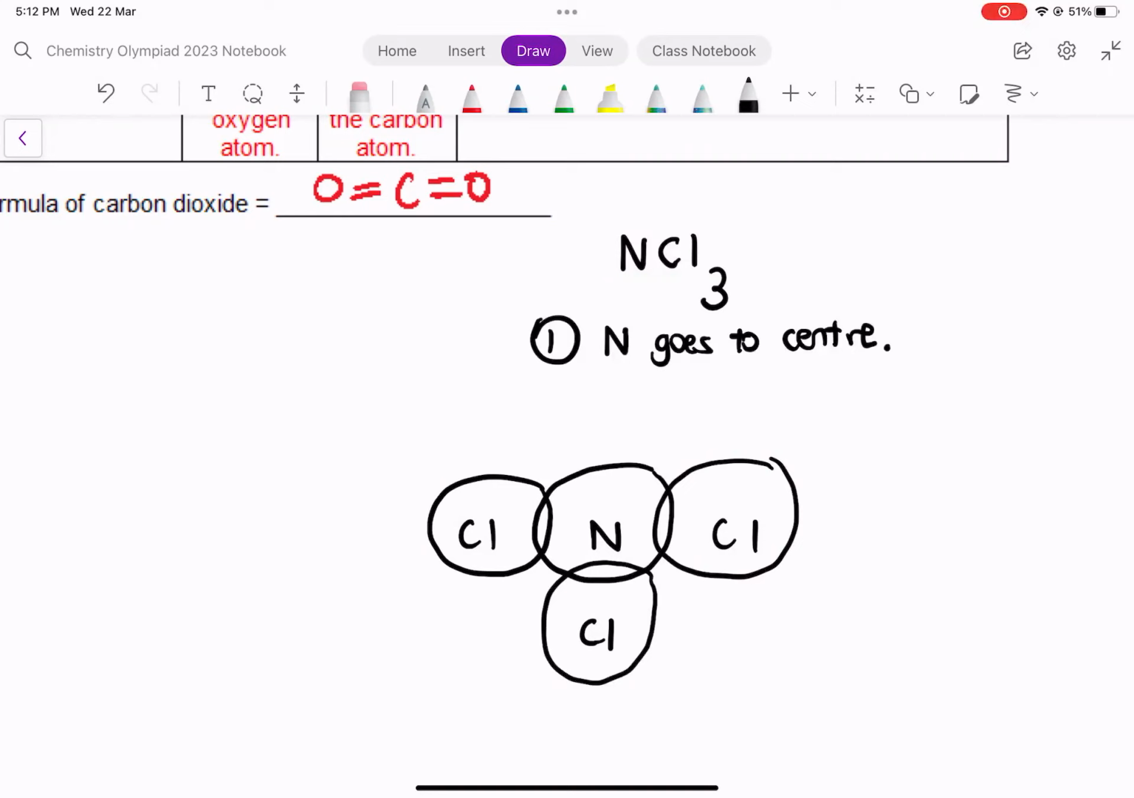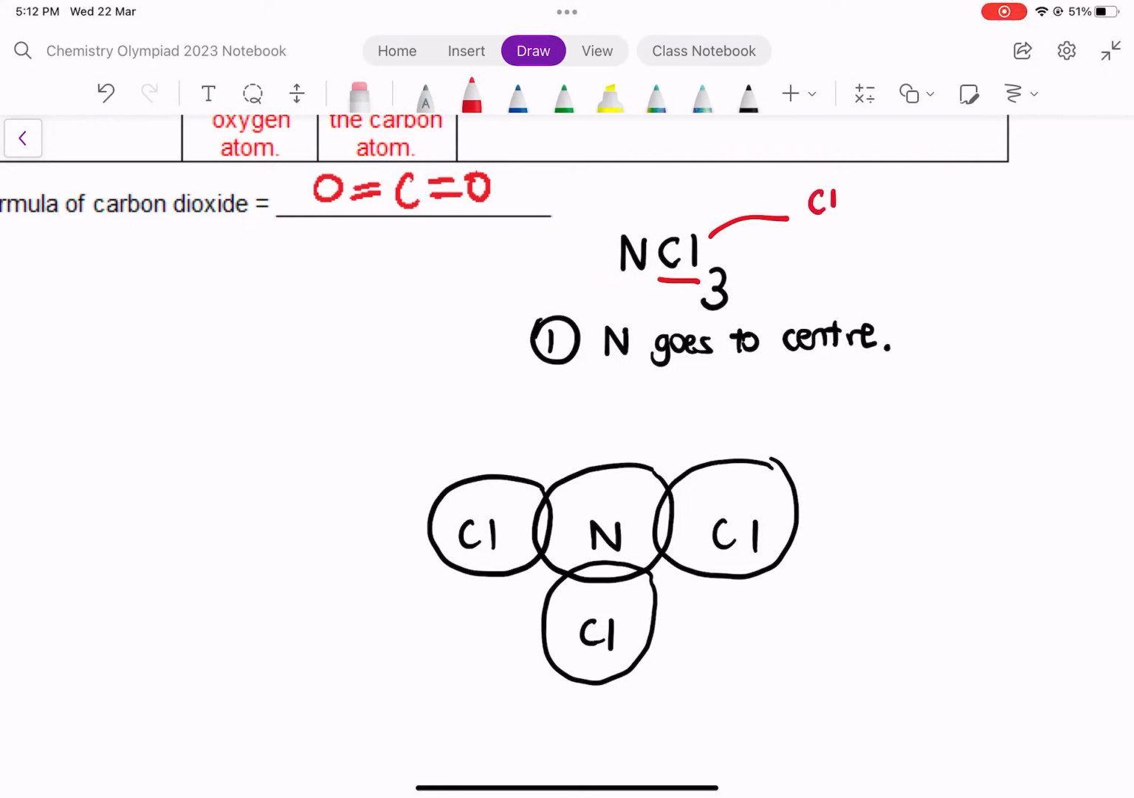So the molecule has to look like this, where nitrogen is in the center and chlorine goes to the sides. Next step, we consider chlorine. Because I know chlorine is at the side, I must try to make chlorine have a fully filled outermost shell first.